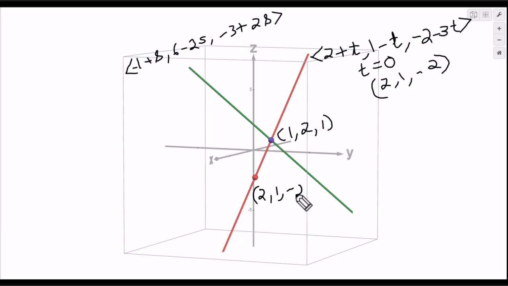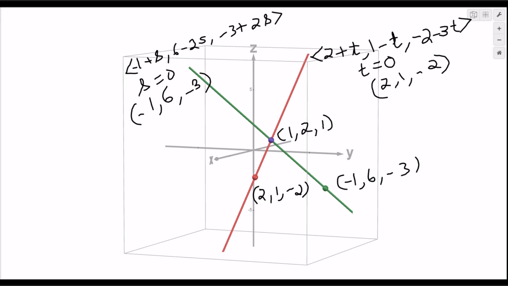And then for the green line, we will first try s equals 0. That gives us (-1, 6, -3). If we go to our green line, here is the point (-1, 6, -3). Now we can form these two vectors, one here and another one here.